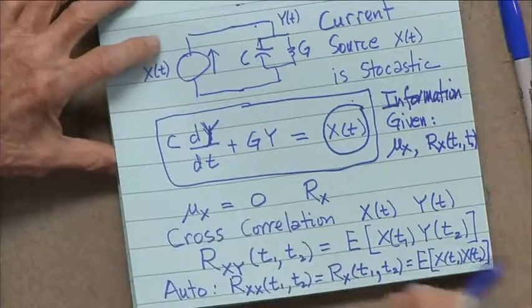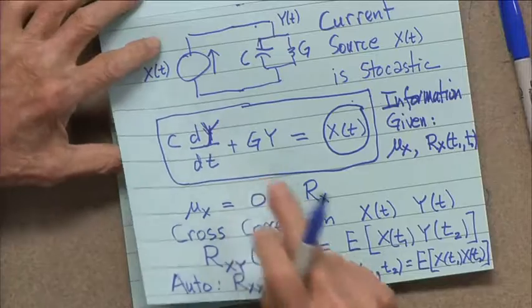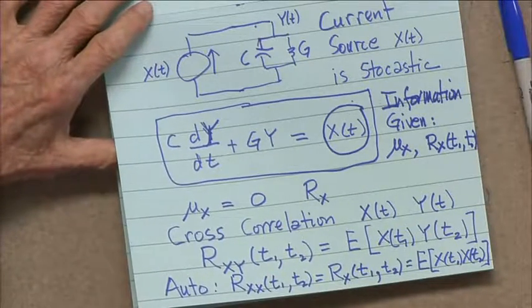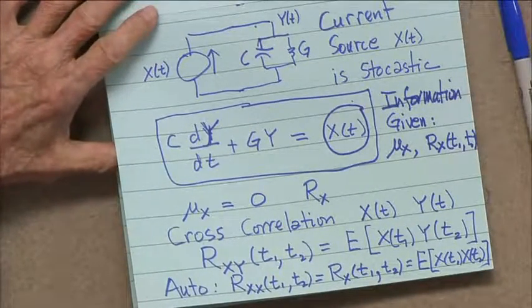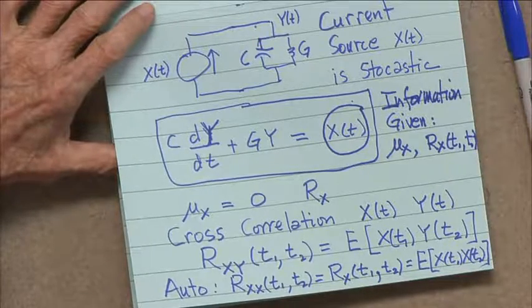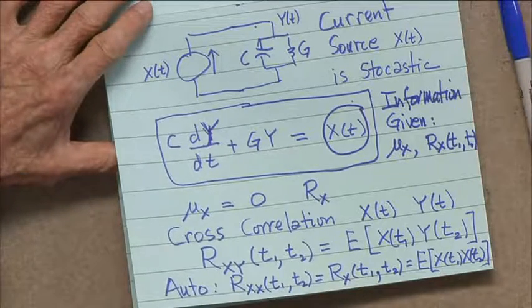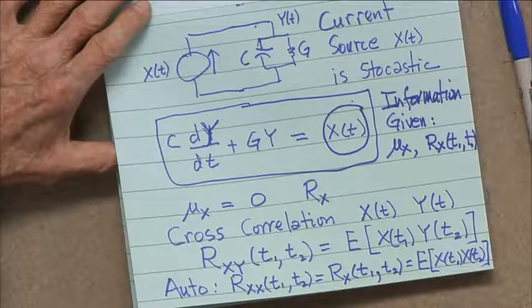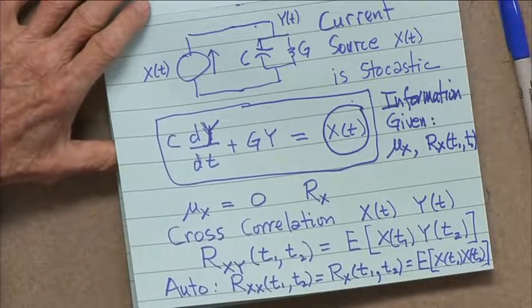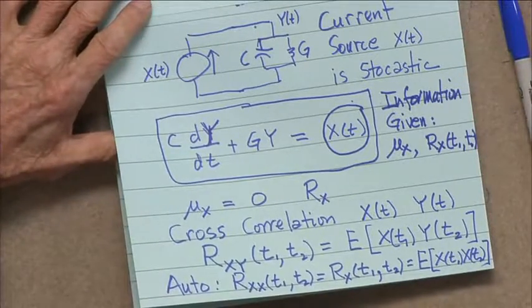And so I go back to the differential equation. Cross-correlation and correlation talk about T1 and T2, don't they? And if it is wide-sense stationary, the autocorrelation function will always be dependent upon T2 minus T1, or the absolute value of T2 minus T1.